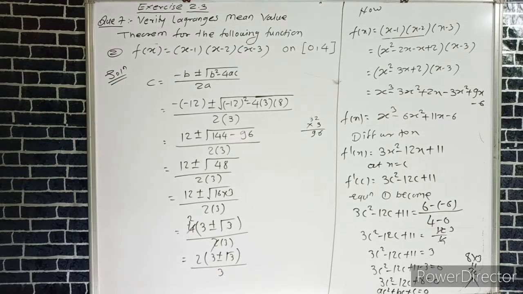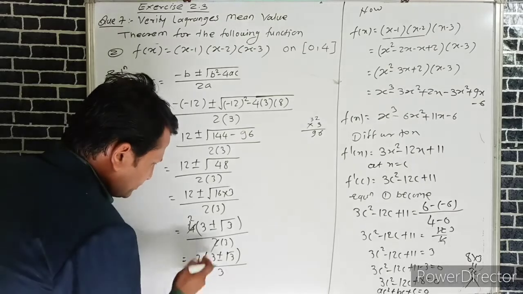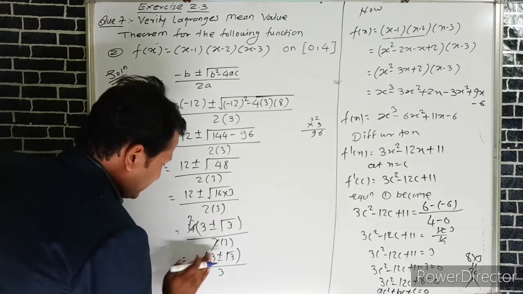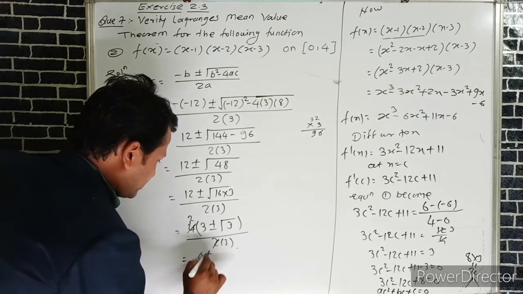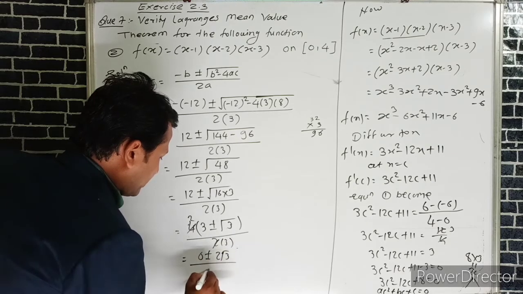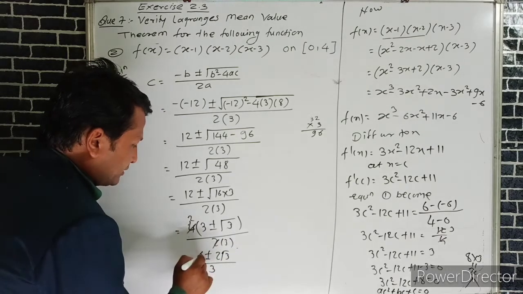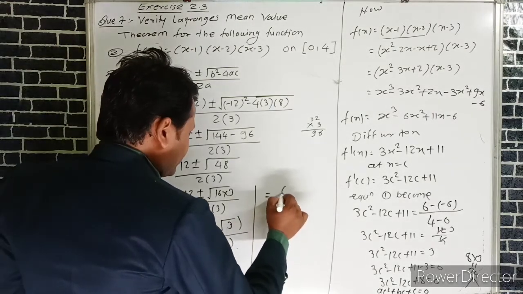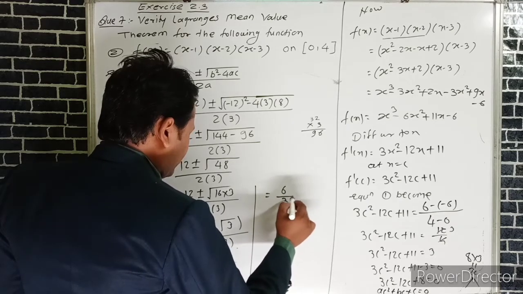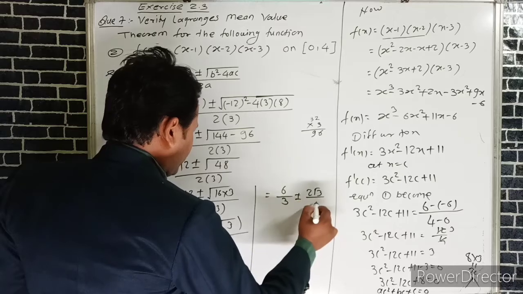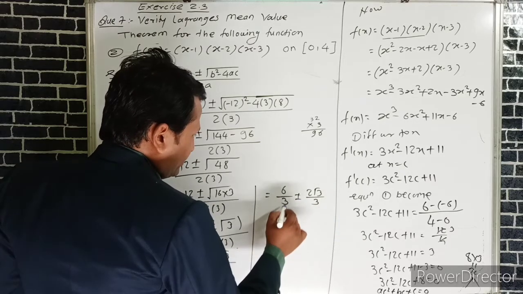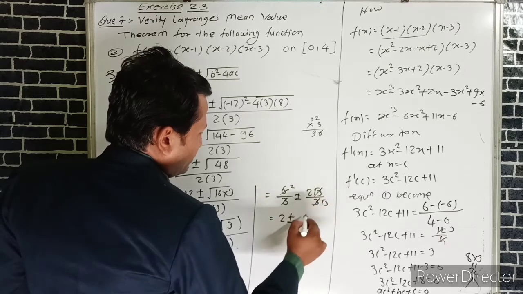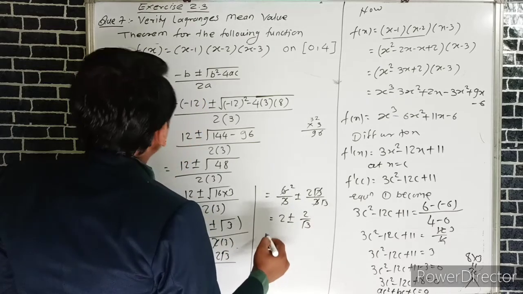So, or we can write 3 into 2 again, which is 6, 4. We can write this as 6 plus or minus 2 root 3 upon 3. If we take separate terms, we can write 6 upon 3 plus or minus 2 root 3 upon 3. So here 3 into 1 is 3, 6 upon 3 is 2, and plus or minus root 3 gets cancelled, giving 2 upon root 3, which is the value of C.